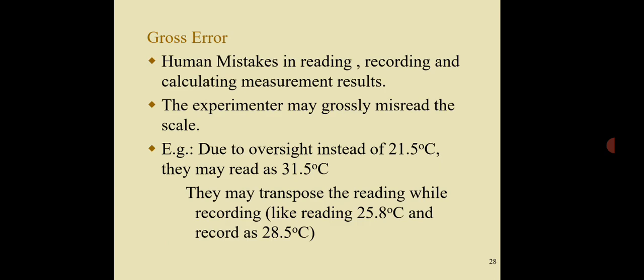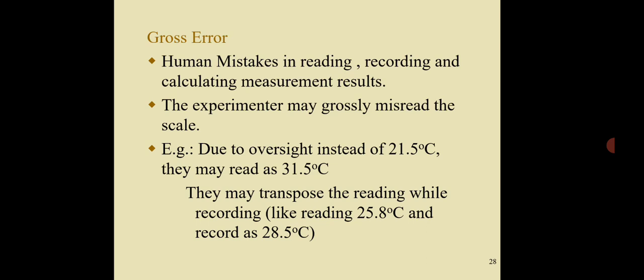Coming to our first one, something about gross error. What do you mean by gross error? A gross error is something about human mistakes in reading, recording, and calculating measurement results. When we take our reading, due to some problem, you may take a wrong reading, note down the wrong reading, record the wrong reading, or calculate the measurements wrongly. That type of error is known as a gross error.